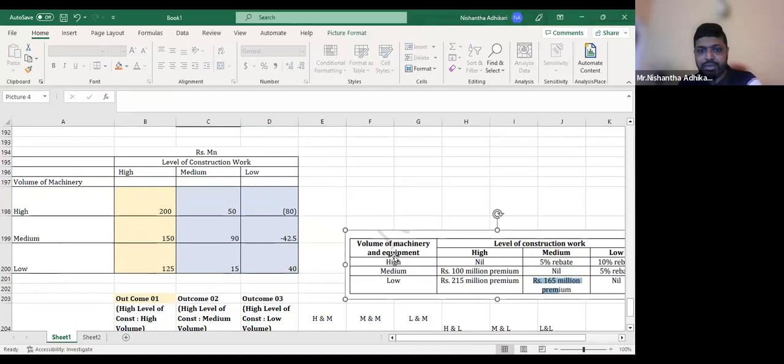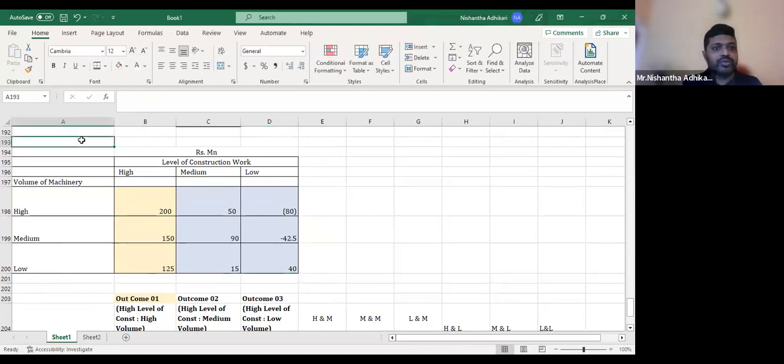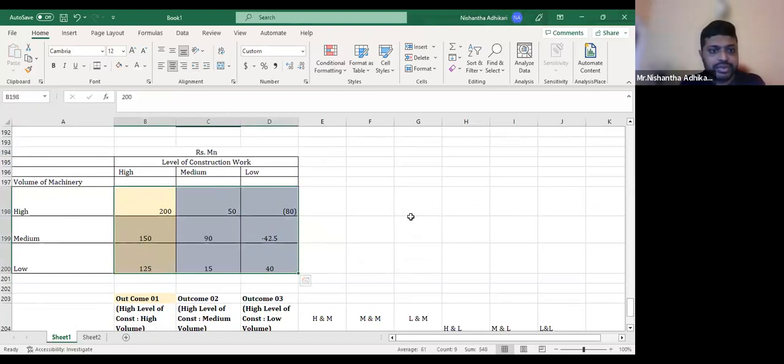I have calculated the payoff table. This is your payoff table. Remember, these are the possible outcomes that you can see. First part of the illustration we have done. First part of the lesson, 9 months.